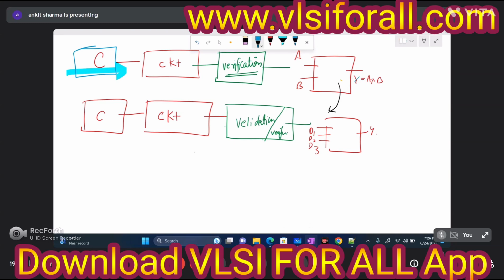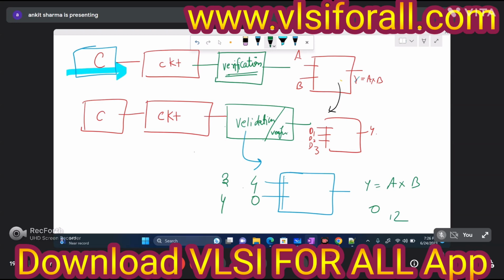Here also, if you are making some adder, how will you do it? You will give different combinations of values, like 4 and 0, and if it is y equal to a cross b, then it should give 0. If you give 3 and 4, it should give 12. That means you will do verification manually, which is almost impossible, because you would give inputs and check outputs for almost all combinations.